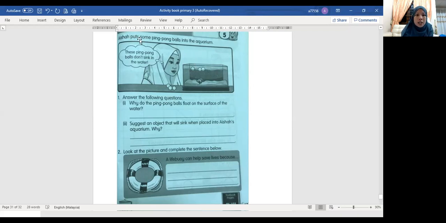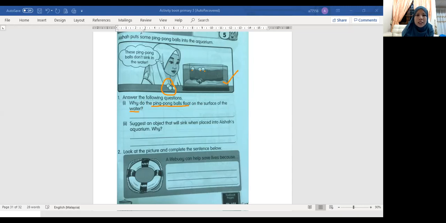Okay, now Aisyah put some ping pong balls in the aquarium. These ping pong balls don't sink in the water. Aisyah put the ping pong balls inside the aquarium, but the ping pong balls float. Now you have to answer the following question. Why do ping pong balls float on the surface of water?